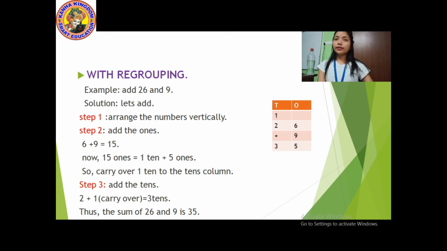So we learned addition of a two-digit number with a one-digit number with regrouping. The first step was we should arrange the numbers vertically.